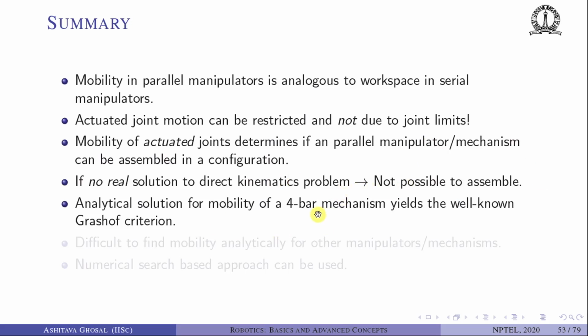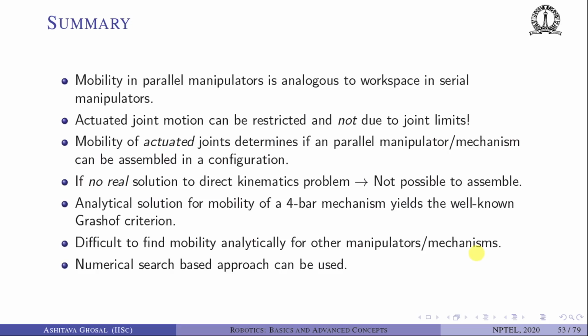Analytical solutions for the mobility of a 4-bar mechanism yield the well-known Grashof's criteria, L plus S less than P plus Q, for theta1 to be fully rotatable. So there is no problem of assemblability in a 4-bar mechanism when the crank rotates fully. It is difficult to find mobility analytically for other parallel manipulators and mechanisms, simply because the direct kinematics problem cannot be solved in closed form. Hence for such parallel robots we have to do a numerical search: we scan the actuated joint variable space and find out where the passive joints are imaginary.